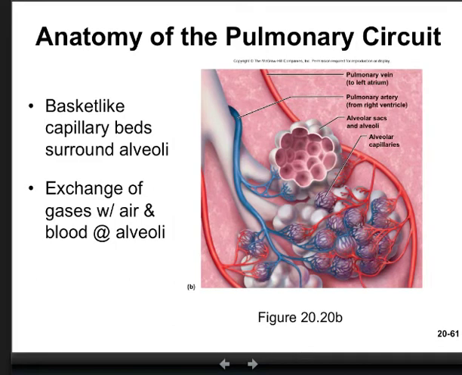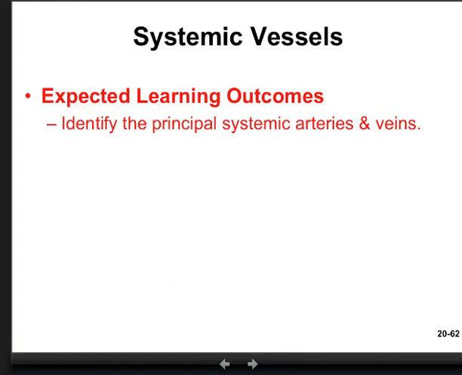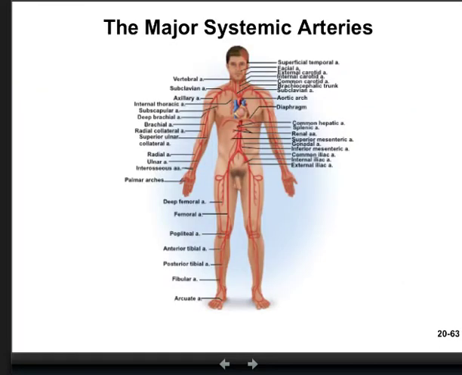So if we look at the systemic circulation, this is what happens once the oxygenated blood returns to the left atrium and enters the left ventricle for its trip into the aorta. So we'll ID the principal systemic arteries and veins, and here you can see an overview. There's a lot of stuff in one picture. What we're going to do is break this down so that you can see some of the major branches.